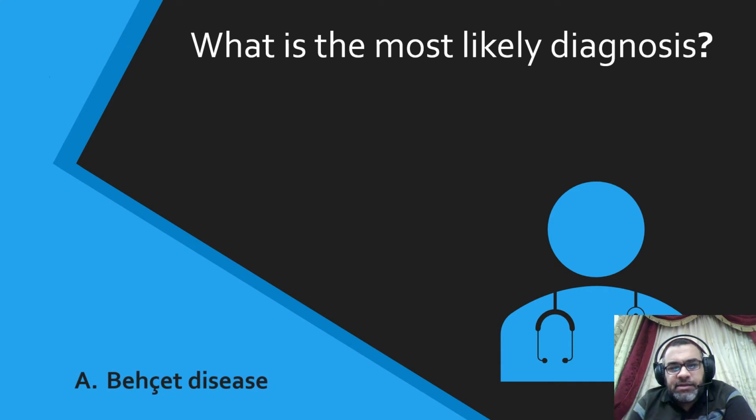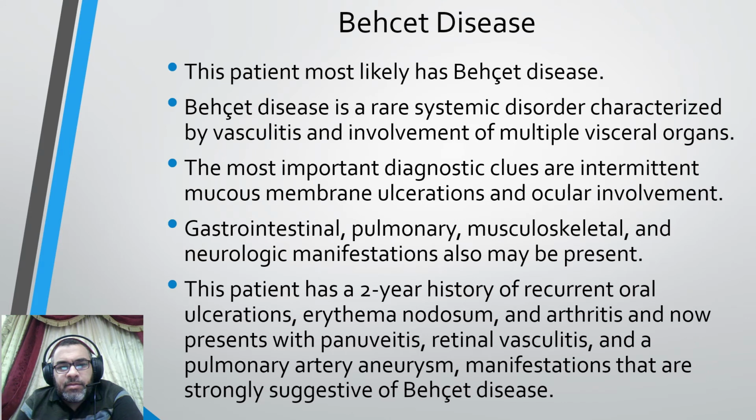Behcet disease. The patient most likely has Behcet disease. Behcet disease is a rare systemic disorder characterized by vasculitis and involvement of multiple visceral organs. The most important diagnostic clues are intermittent mucous membrane alterations and ocular involvement. Gastrointestinal, pulmonary, musculoskeletal, and neurological manifestations also may be present.